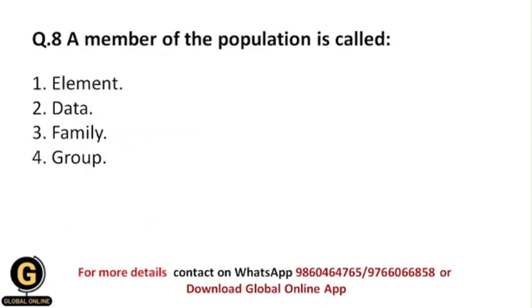Next is a member of the population is called. Now a particular member of the population is called what? Whether it is called element, data, family, or group.